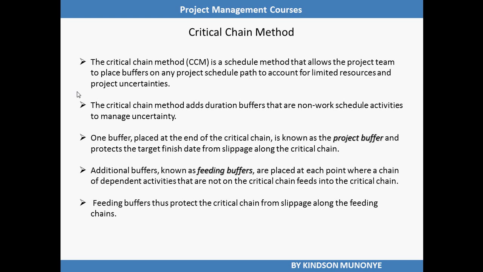One buffer placed at the end of the critical chain is known as the project buffer and protects the target finish date from slippage along the critical chain. Additional buffers, known as feeding buffers, are placed at each point where a chain of dependent activities that are not on the critical chain feeds into the critical chain. Feeding buffers thus protect the critical chain from slippage along the feeding chains.